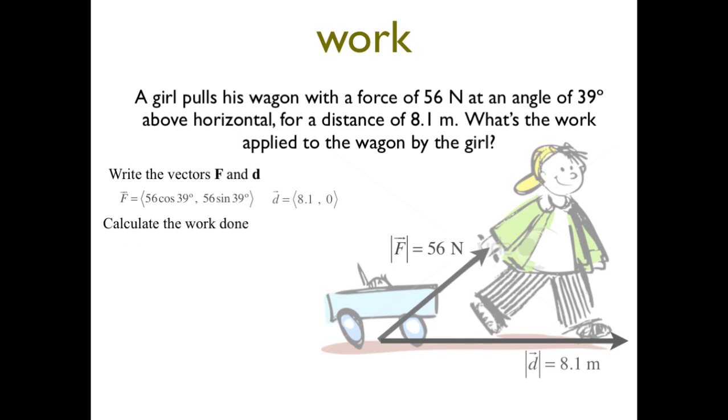All right, so then calculate the work. Work is force times distance, right? If work is force times distance and we only need the horizontal component of the force, then the work would be what? The force is 56 cosine 39, the distance is 8.1. So it'd be the force times distance, 56 cosine 39 times 8.1.